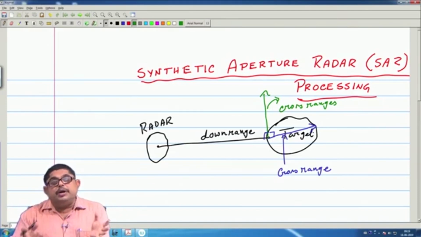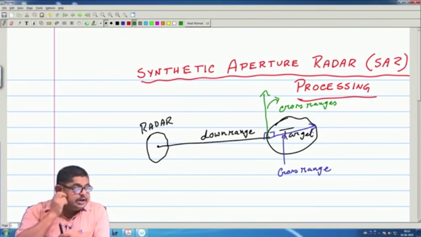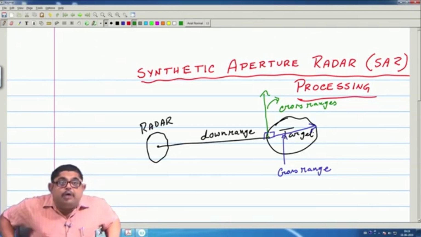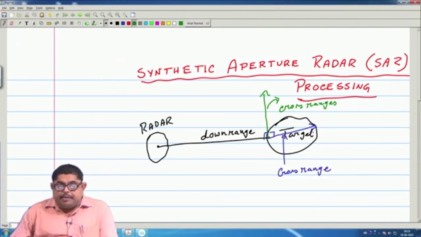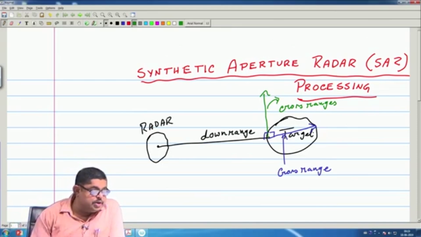So, for a limited size antenna, if we synthesize a large aperture antenna from it, then that is called synthetic aperture processing. Now, how we do that, how we synthesize the aperture, that we will discuss today.